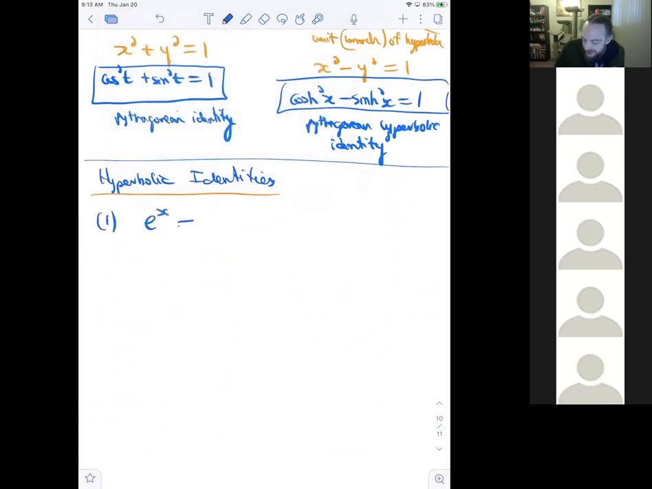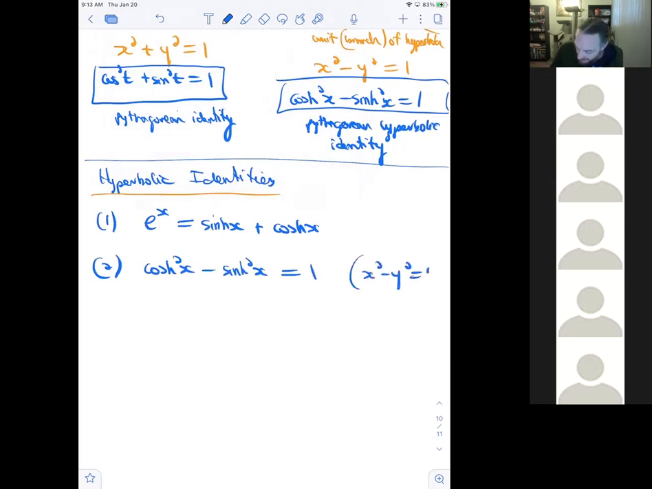we know that e to the x is sine hyperbolic x plus cos hyperbolic x. This is by definition of those. Two, we know that cos hyperbolic squared x minus sine hyperbolic squared x equals 1 for any x, because it's on the hyperbola. And the hyperbola's equation is x squared minus y squared equals 1. That's where the minus comes from. Three, I won't list too many of these, even and odd. So sine hyperbolic is odd.